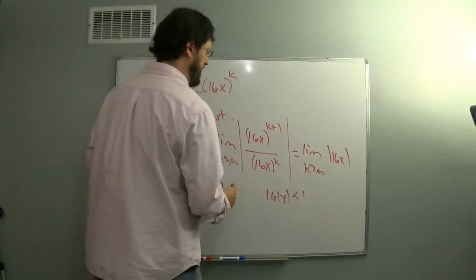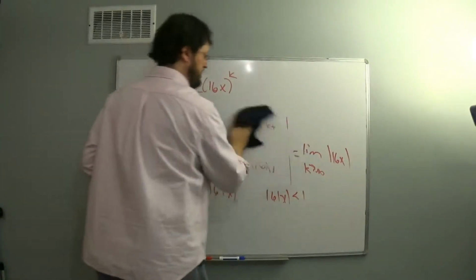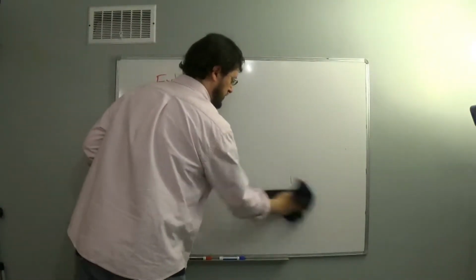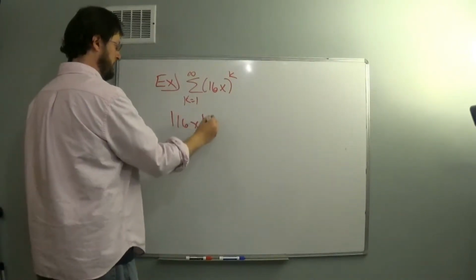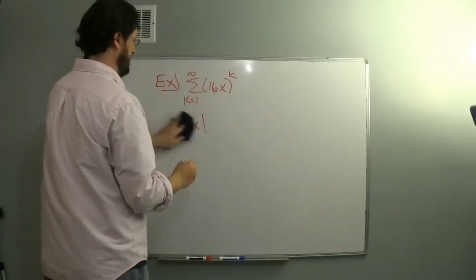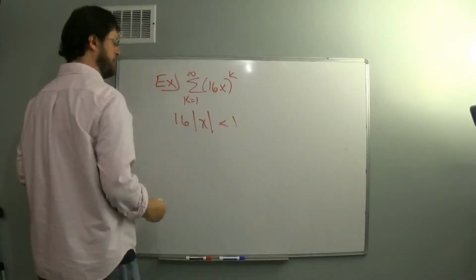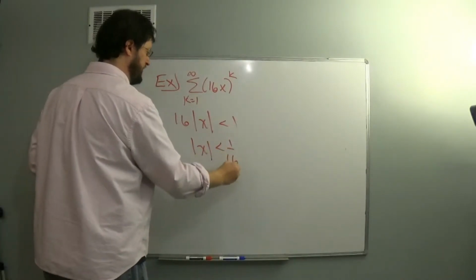That's the same thing as saying, so that's what we're looking at. We're looking at the absolute value of 16x, or 16 times the absolute value of x, less than 1. That's the same thing as saying the absolute value of x is less than 1 over 16.